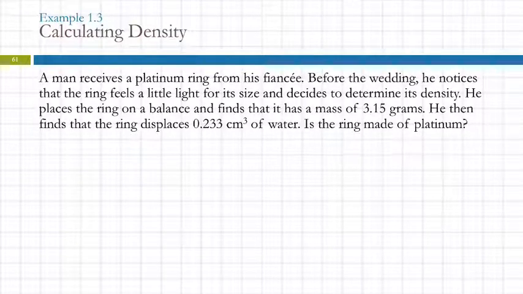So this is an example of calculating density. Here's a story problem, is what they called it when I was a kid. A man receives a platinum ring from his fiancée. Before the wedding, he notices that the ring feels a little light for its size, and he decides to determine its density. He places the ring on a balance and finds that it has a mass of 3.15 grams. He then finds that the ring displaces 0.233 cubic centimeters of water. Is the ring made of platinum?